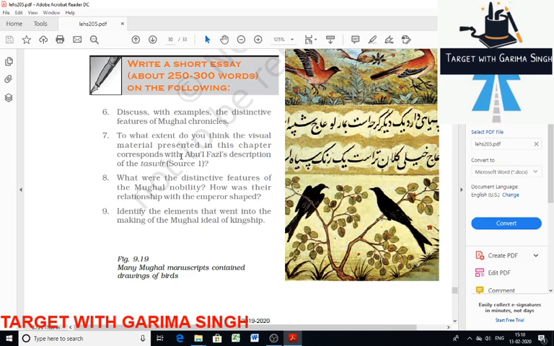Majesty gives a reward. Paintings serve not only to enhance the beauty of a book but were believed to possess a special power of communicating ideas about the kingdom and the power of the king in ways that the written medium could not. The historian Abu Fazl described painting as a magical art. In his view, it had the power to make inanimate objects look as if they possessed life. The next is, what were the distinctive features of Mughal nobility?